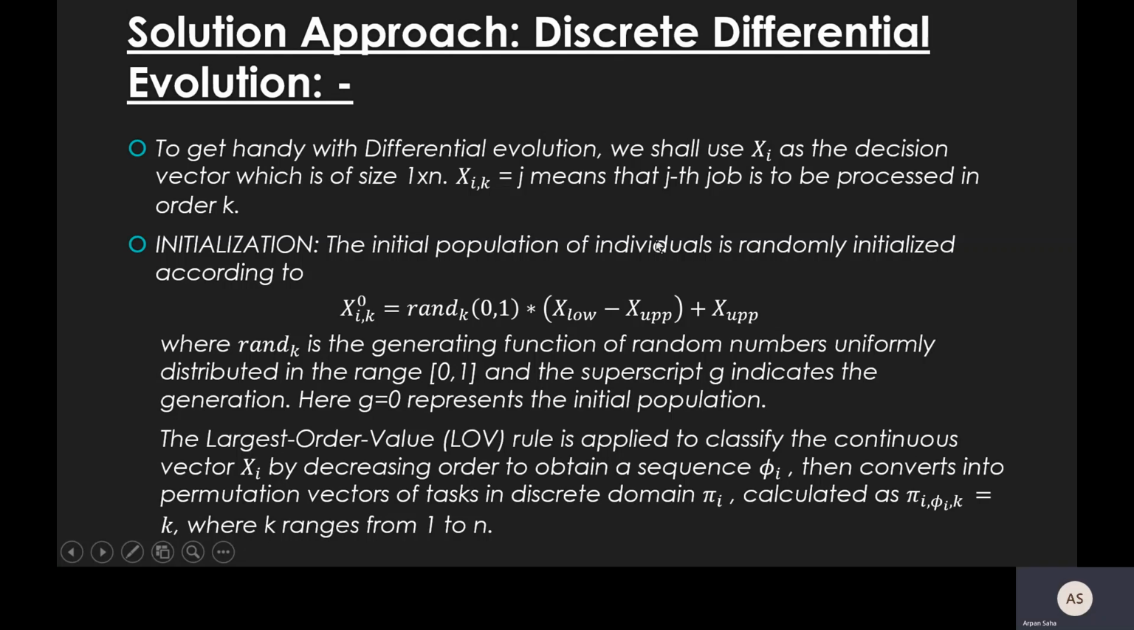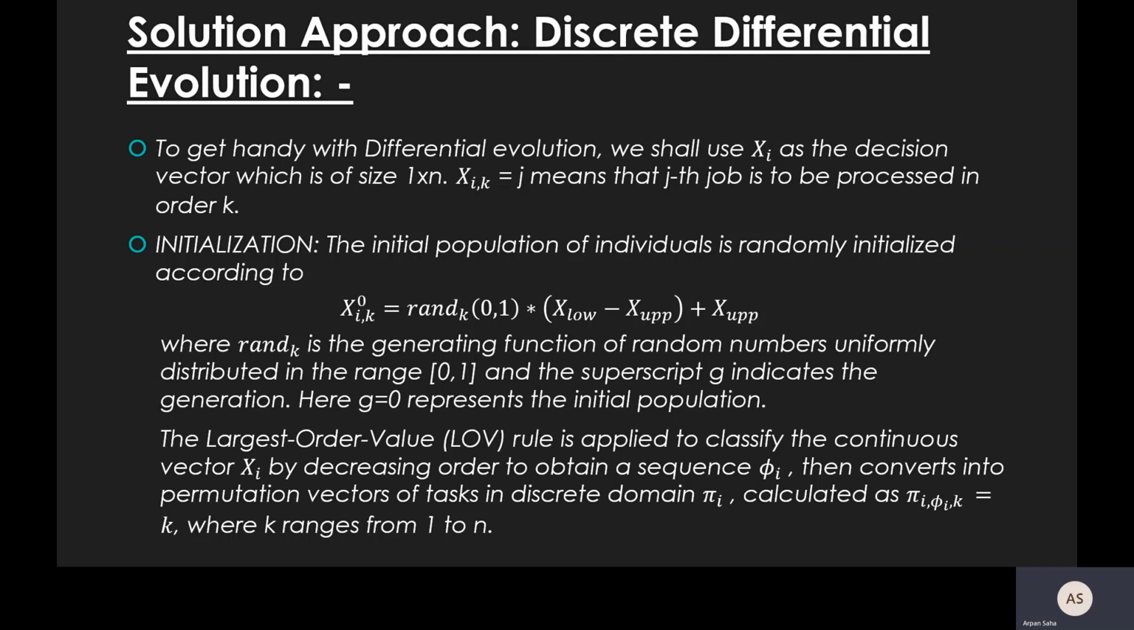So now we come to solving this problem. From the mathematical model, we can understand that it is an NP-hard problem, which means that this problem can't be solved within polynomial time complexity. So that's why we are making use of meta-heuristic techniques instead of going for exact algorithmic techniques. Differential evolution is one of those meta-heuristic techniques which are used to solve optimization problems with continuous decision variables.